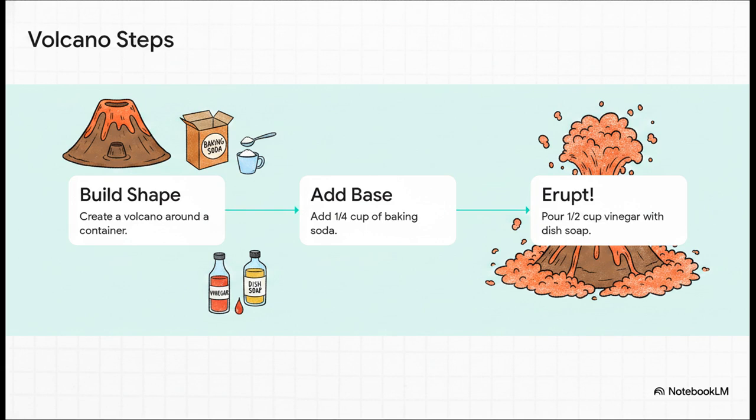If you mix a little dish soap and some red food coloring into the vinegar before you pour it in, the carbon dioxide gas produced by the acid-base reaction gets trapped inside the soap. This creates a massive, thick, super realistic lava foam that bubbles right over the top. It is a perfect, highly visible demonstration of rapid gas expansion caused by an acid neutralizing a base.